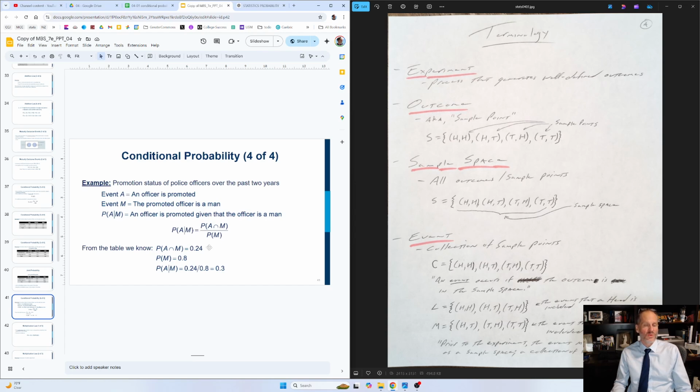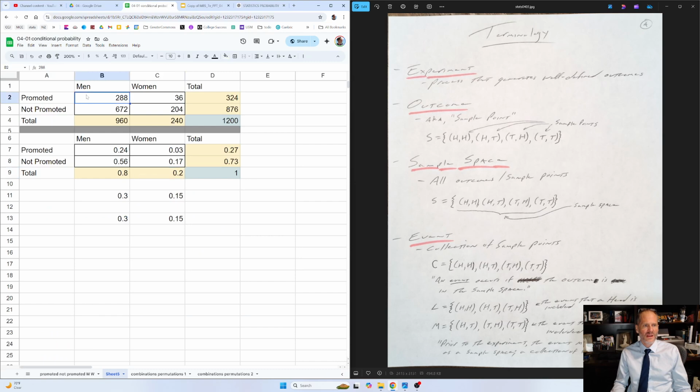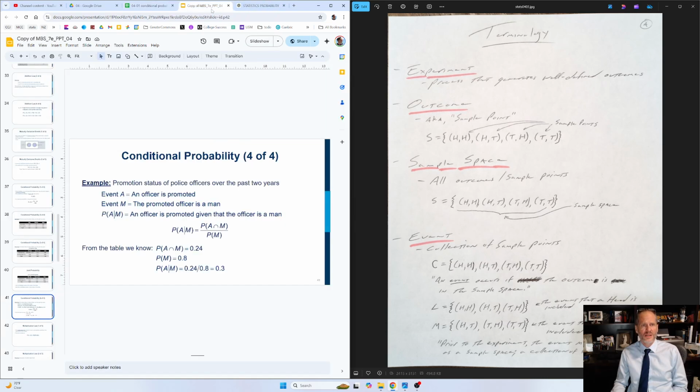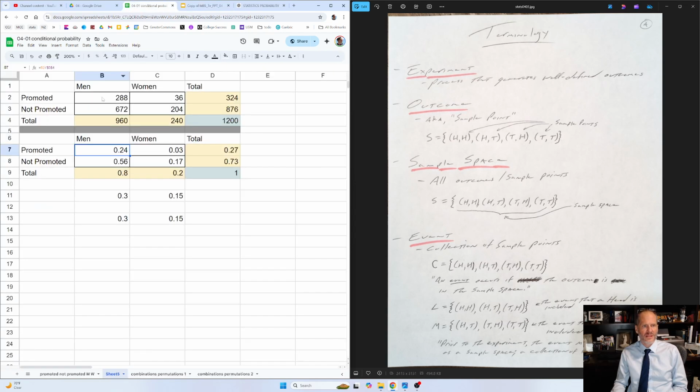This formula is just what we did, and it says it's the intersection, the joint event, of getting a promotion and being a man. The joint event of getting a promotion and being a man is that right there. So that's 288, and you might say it's 0.24. You might go straight to the percentage, depending upon how you want to do it. And so they went straight to the percentage, 0.24. The intersection of getting a promotion and being a man is 0.24.